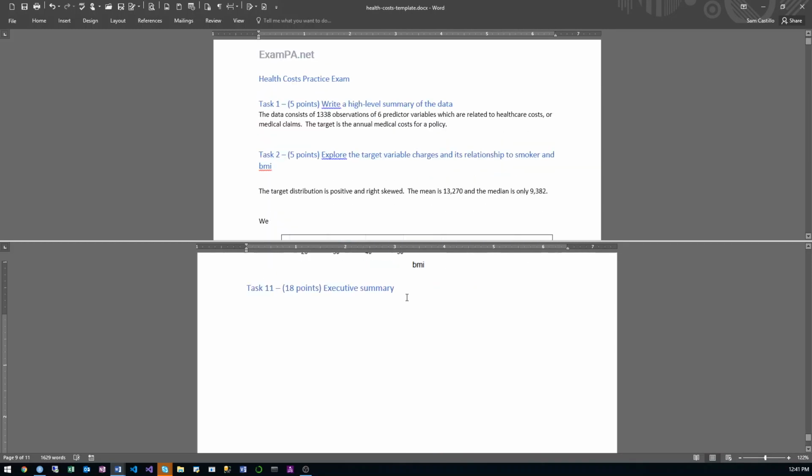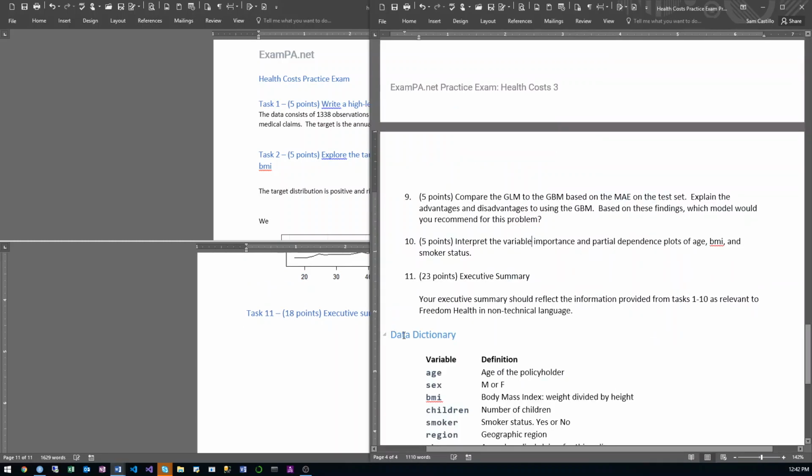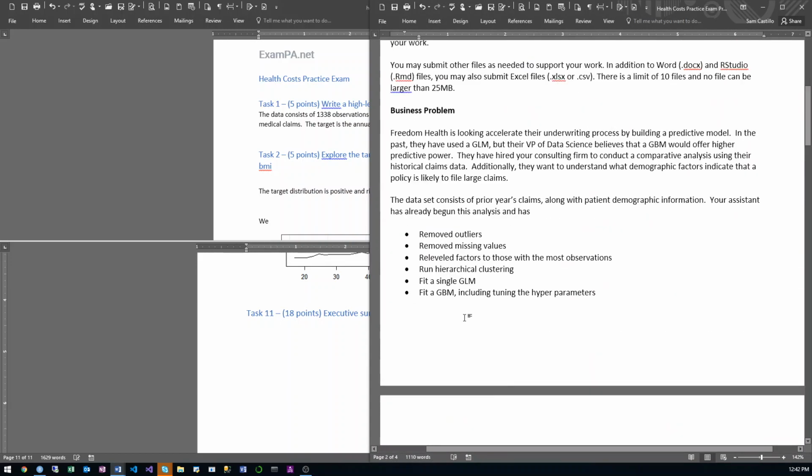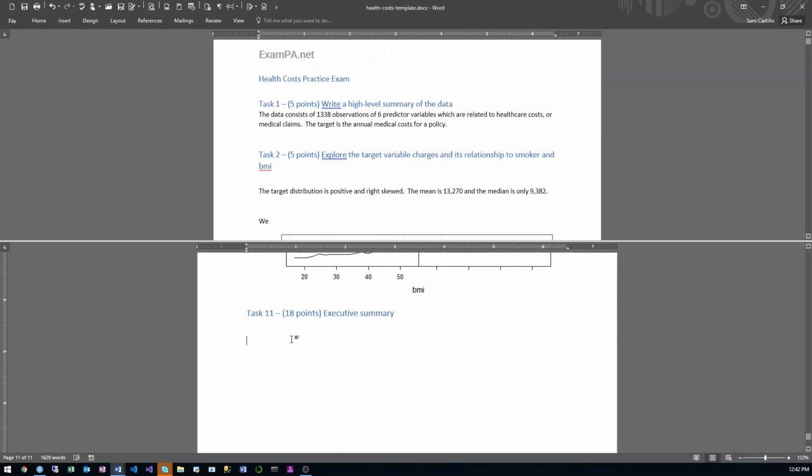So I'll start with the business problem. The business problem was Freedom Health is looking to accelerate their underwriting process by building a predictive model. So we can help Freedom Health to build a predictive model that will accelerate their medical underwriting process.